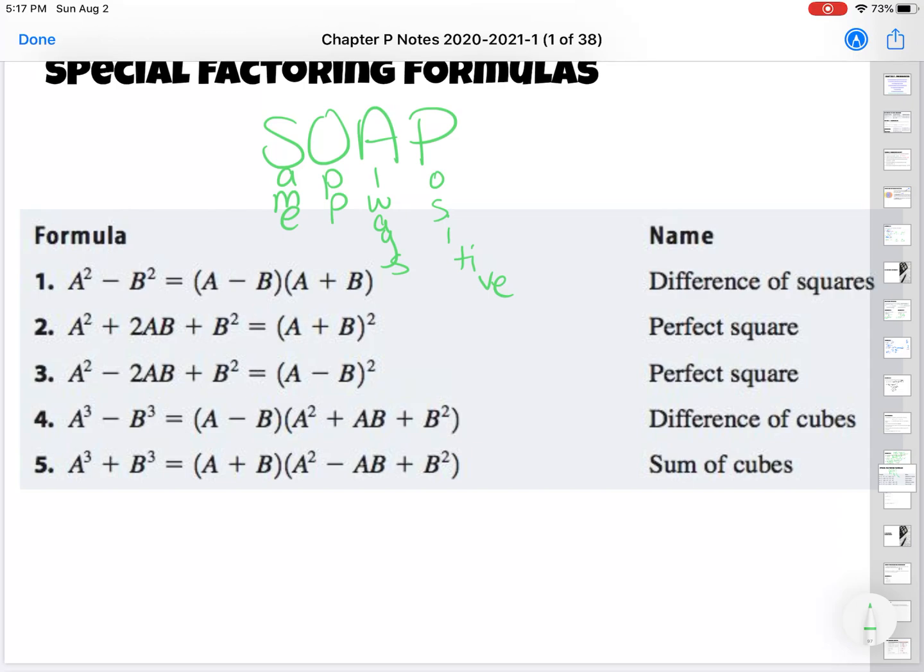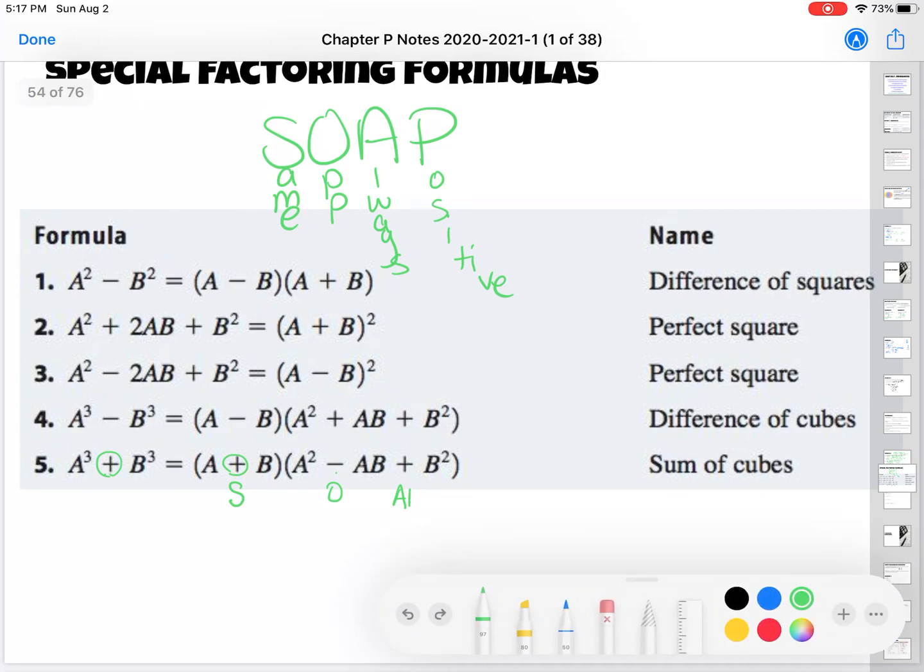So when I have A cubed plus B cubed, I remember SOAP, and that tells me my signs. This is the same as this one. This is opposite, so this was plus, this is a minus now. Always positive, whoops, that's a B. Always positive, that's always going to be a plus sign.